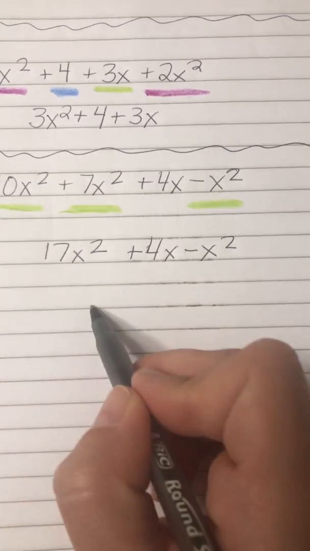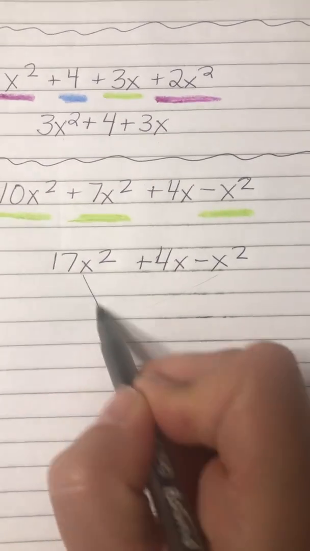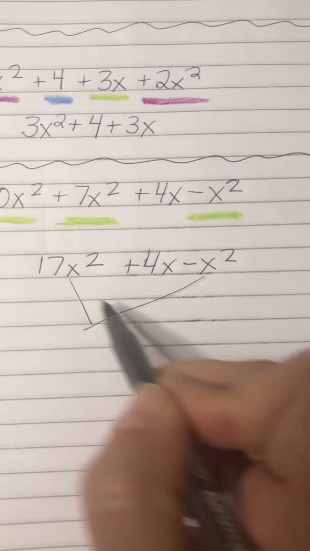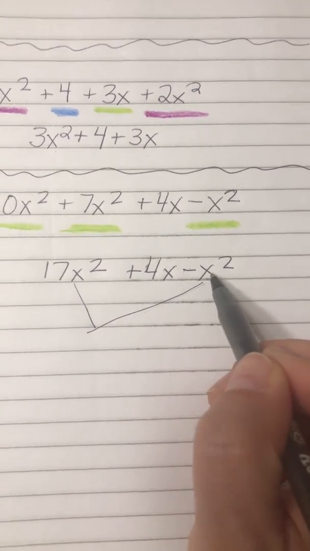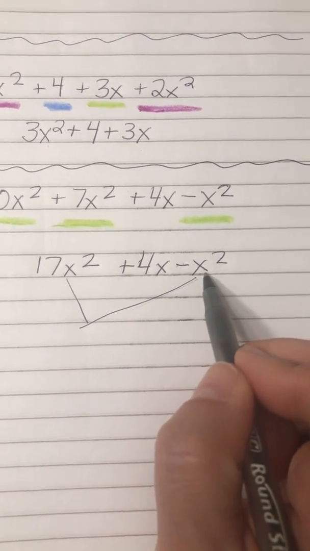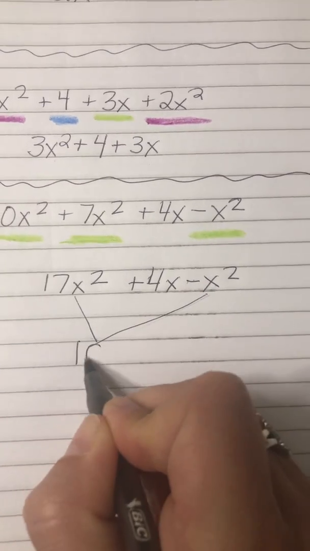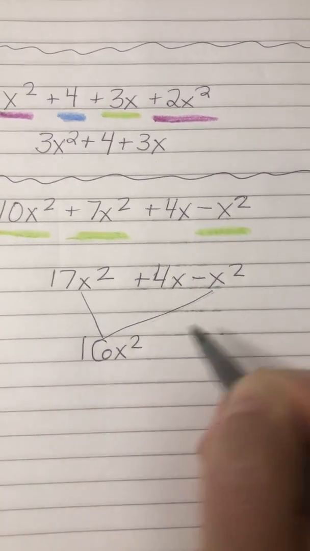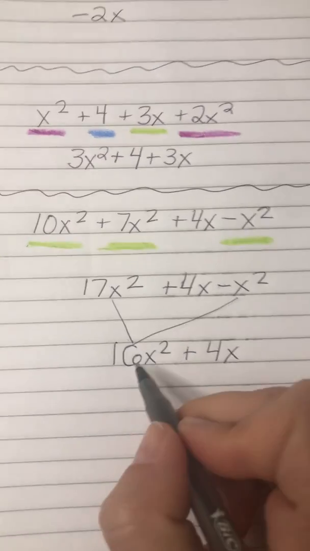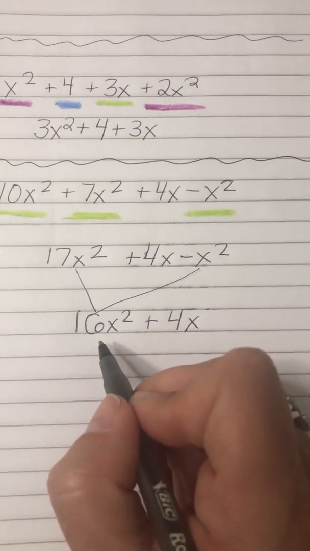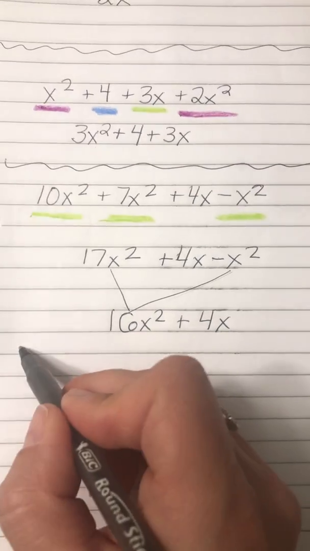Some of you, we were drawing arrows in class too, and you can do that if that helps. So 17x squared, and remember we're minusing the x squared. So 17 take away 1x squared, we would be left with 16x squared plus 4x. And we cannot combine these terms because x is a different term than x squared.